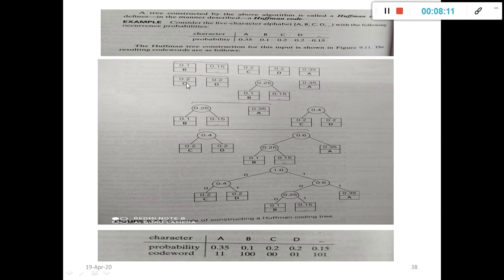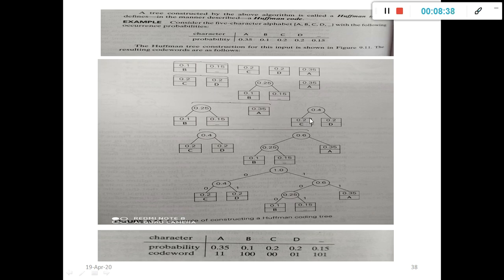That is, C has the probability 0.2, D has the probability 0.2. The probability of this new tree is 0.25 and the probability of character A is 0.35. Then among these probability values, 0.2 and 0.2 are the smallest ones. Then by choosing C and D, again generate a new subtree as shown here.